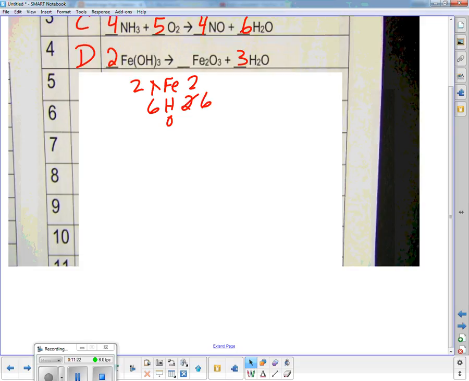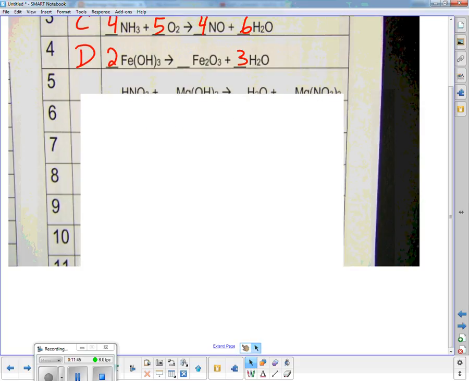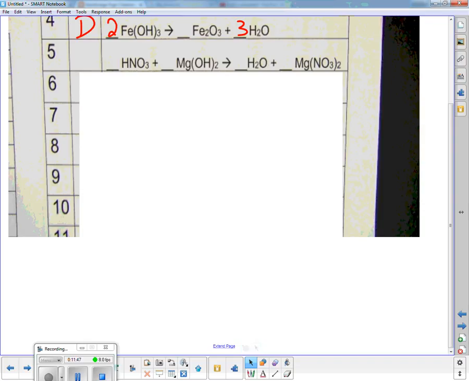Okay, on the left, I now have 2 times 3 oxygens, which is 6. On the right, I have 3 plus another 3, giving me 6. It is balanced. Everybody follow that? Yep. You don't put 1s in. Never put 1s. Okay? So, again, I'd move to another spot on my scratch paper.